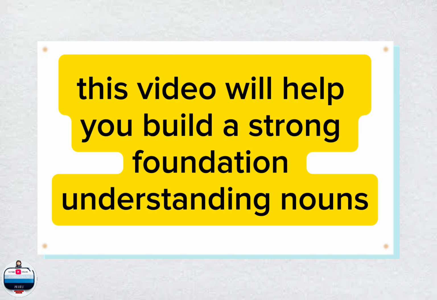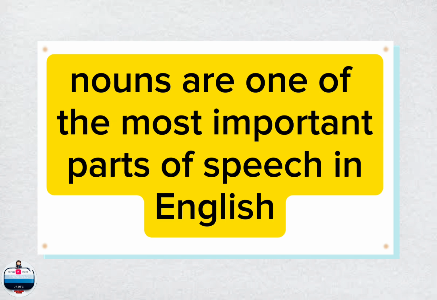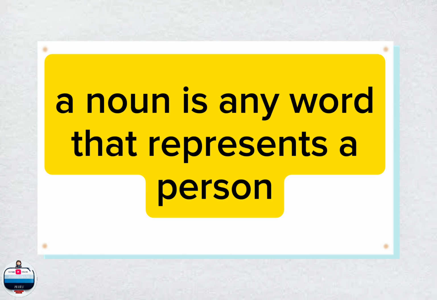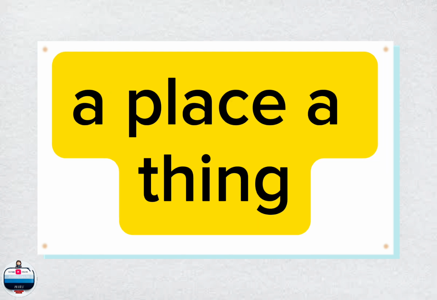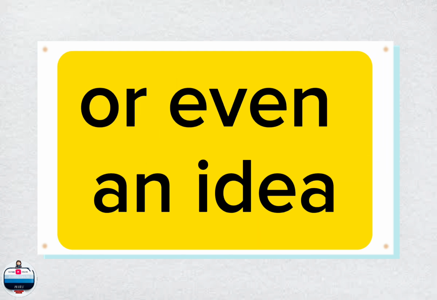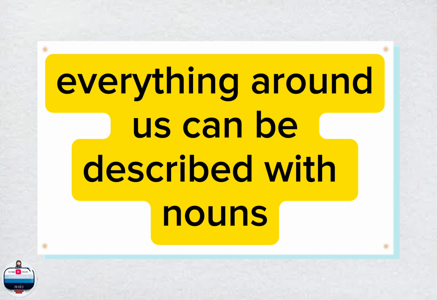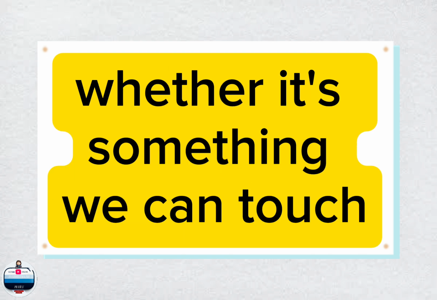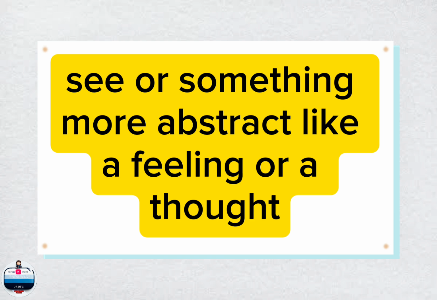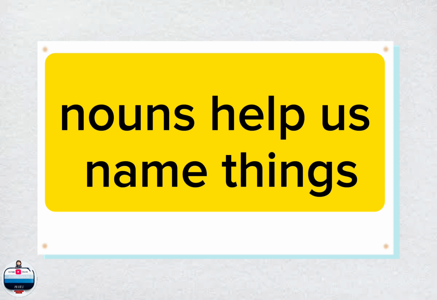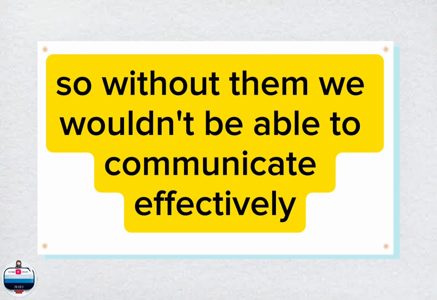Understanding nouns. Nouns are one of the most important parts of speech in English. A noun is any word that represents a person, a place, a thing, or even an idea. Everything around us can be described with nouns, whether it's something we can touch, see, or something more abstract, like a feeling or a thought. Nouns help us name things, so without them, we wouldn't be able to communicate effectively.